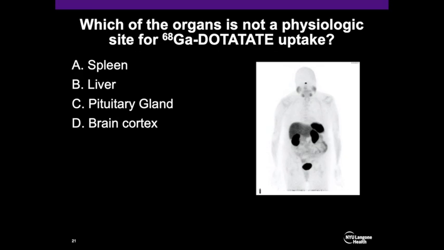And time for some questions. Which of the organs is not a physiologic site for gallium dotatate uptake? And that organ, as I try to emphasize, makes this dotatate PET an excellent imaging tracer, radio tracer, to evaluate the skull base masses which overexpress a certain type of somatostatin receptor, and that is the brain cortex.